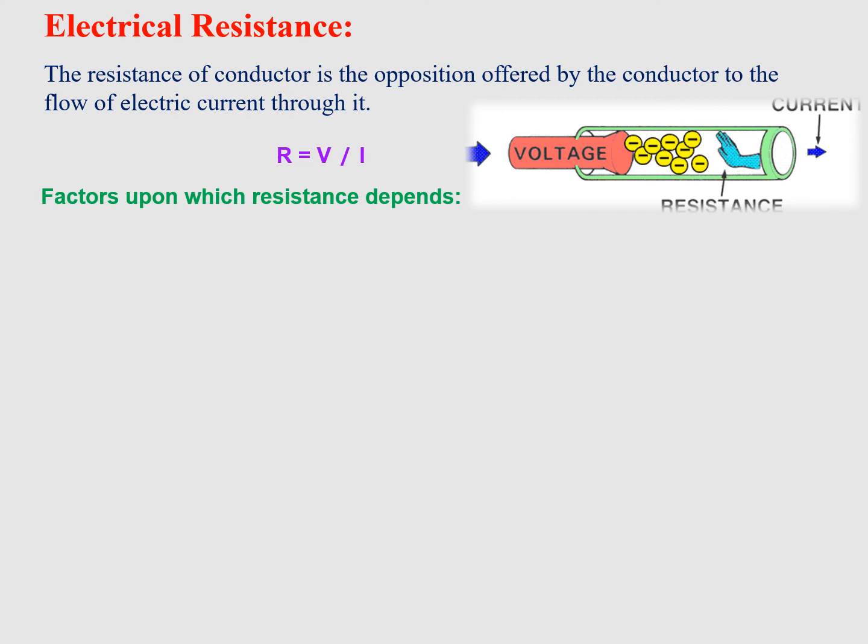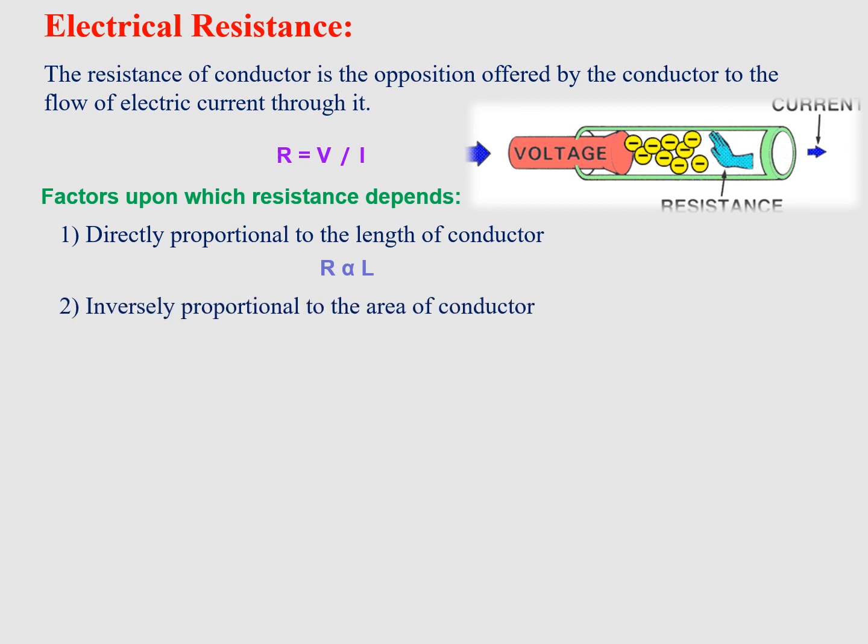Resistance depends upon a few parameters. Resistance is directly proportional to the length of the conductor, R is directly proportional to L. When we increase the length of the conductor, resistance also increases. Larger length means there is more possibility of head-on collisions of electrons in the conductor, and due to these collisions electrons lose their energy which was provided by the voltage. So by increasing the length of the conductor, resistance also increases.